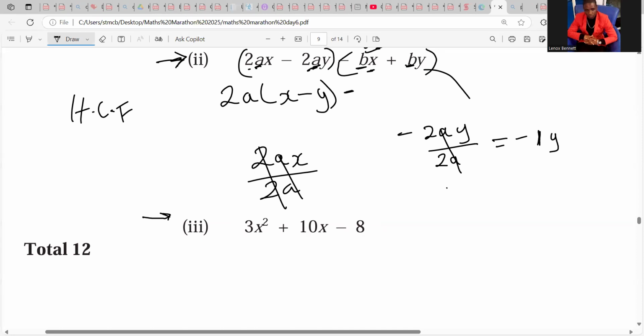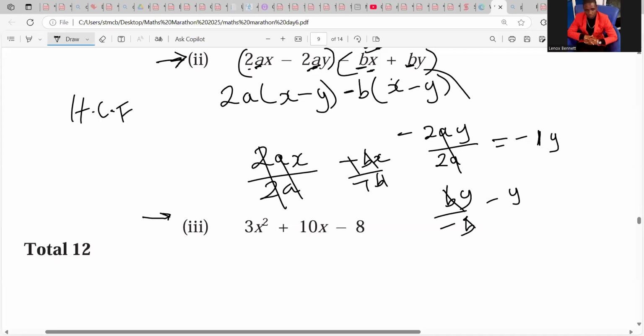b is common to both, so we take out the b. And of course, negative bx divided by negative b. Negative cancels negative, you get positive x, right? And of course, by divided by negative b. b cancels b, but that leaves negative y. So it will be minus y. And then you have x minus y.